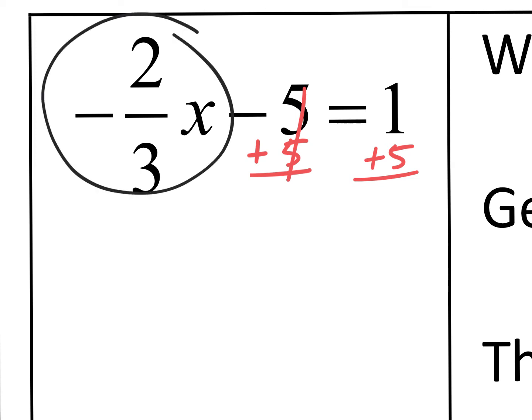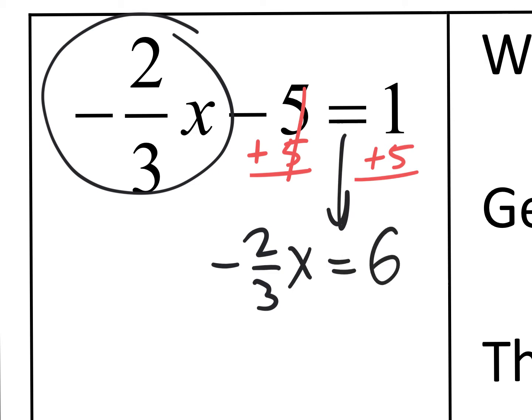What's left over on my equation? Well, I have this -2/3 x. Let me bring that down. -2/3 x. I have the equal sign. Let me bring that down. And I have 1 + 5, which is 6. So I have this new equation that reads -2/3 x equals 6.